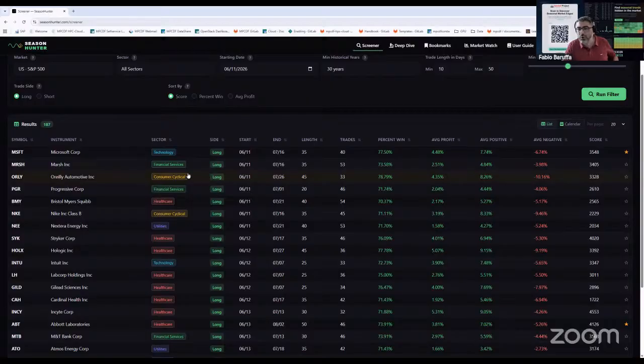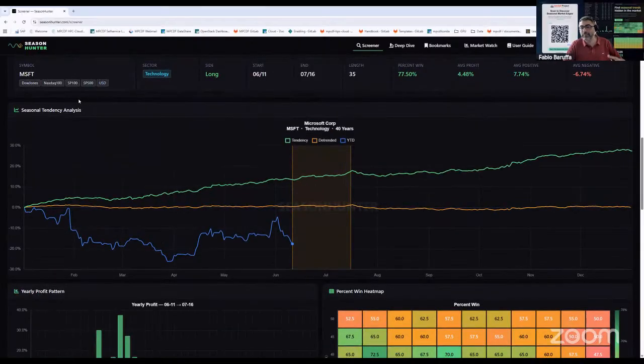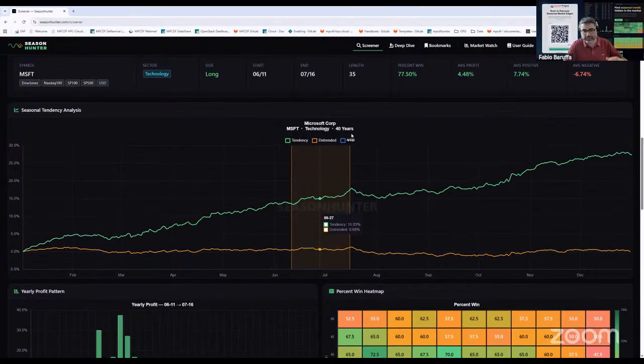Okay, now let's look at the data. So now, for example, there is some ticker here. There is the start of the season, the end, the length, the number of days, the number of trades, the percent win. If I click here, then something happens. So some data is being shown in a different way, and we are going to discuss it. Let me remove the year to date for a second, just to make a clear and clean graph.